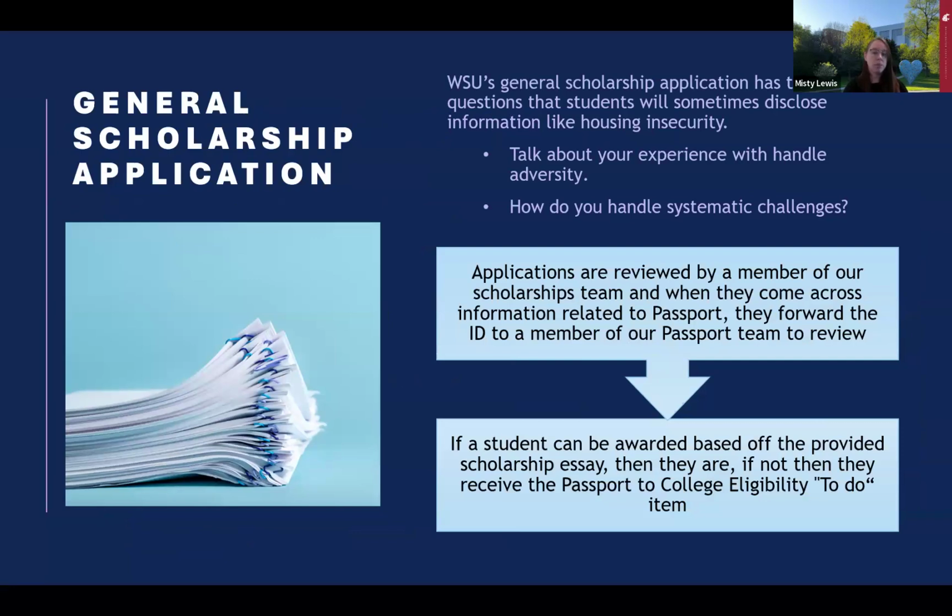On our general scholarship application, because WSU has one for almost all of the scholarships at WSU, but not all of them, there are 2 questions where students will sometimes disclose information on housing insecurity. The one is, talk about your experience handling adversity, and the other question is, how do you handle systematic challenges? On that scholarship application, all the applicants are reviewed by members of our scholarship team, and when they come across information that may be related to passport, whether it be housing or foster care, they forward the ID to our passport team to review. If a student can be awarded based off the provided scholarship essays, then they are.